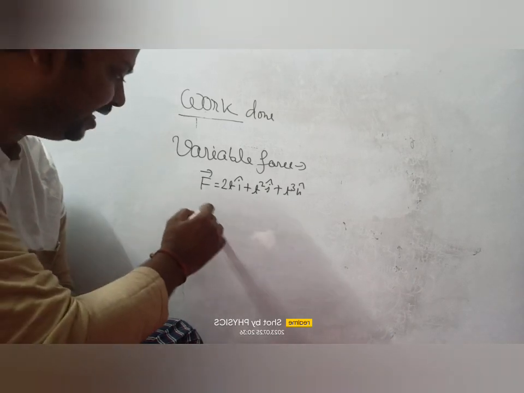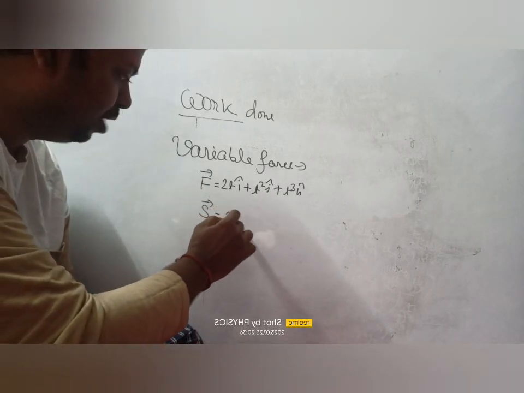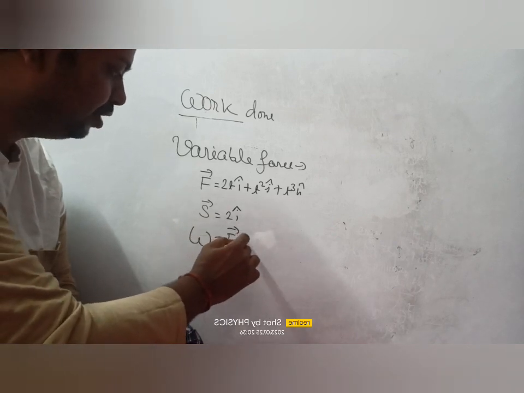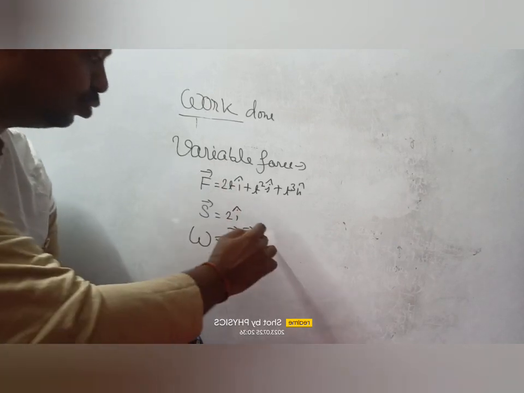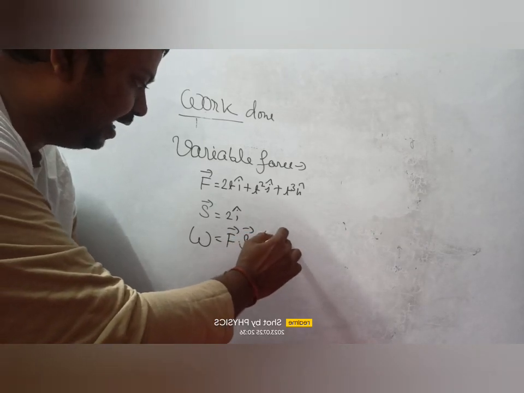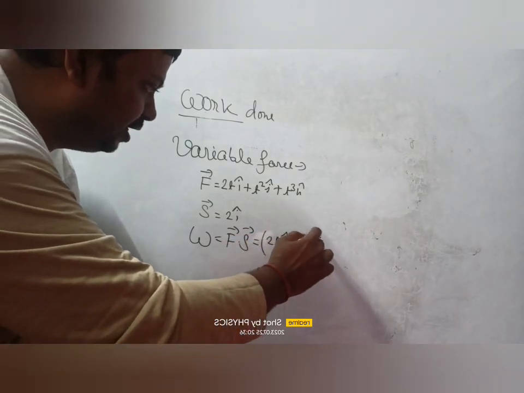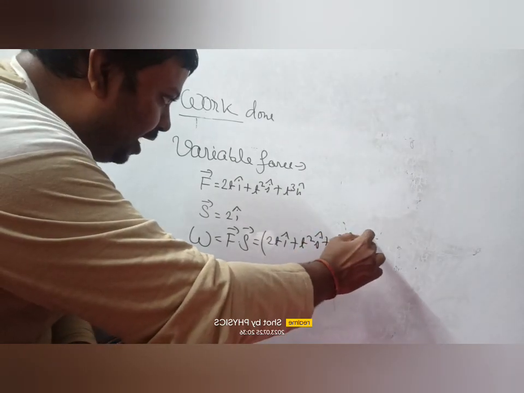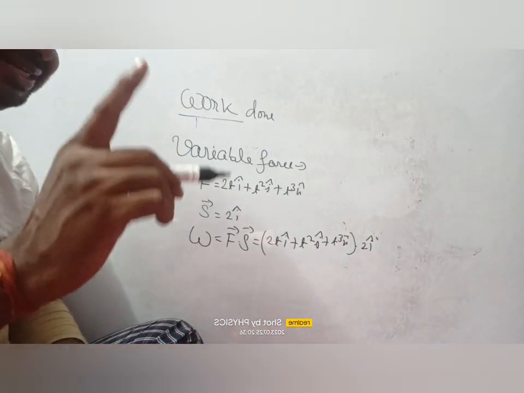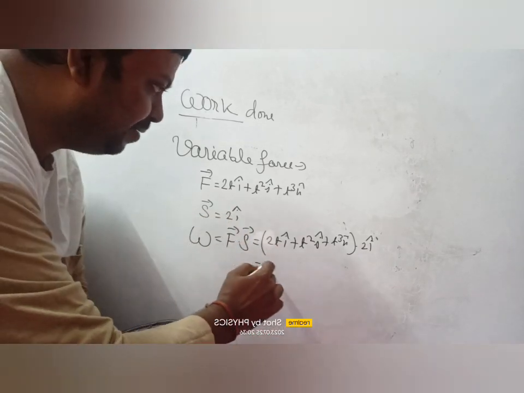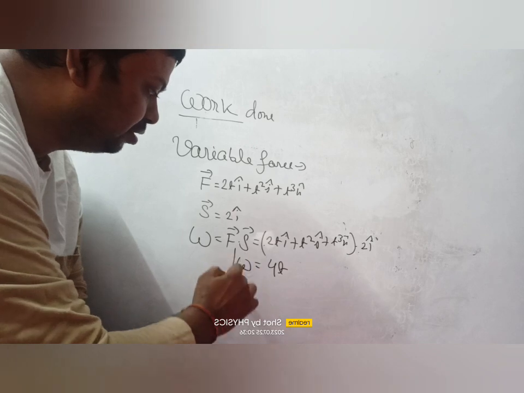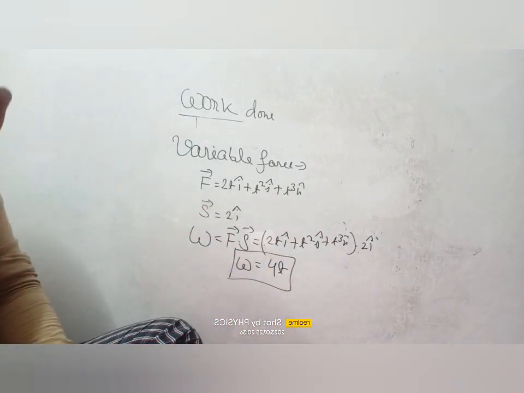Now the displacement s is equal to 2 i hat. The work done W is equal to F dot s, that is equal to 2t i hat plus t square j hat plus t cube k hat dot 2 i hat. i hat dot i hat is 1. So we have 2 into 2, 4t. Work done is 4t.